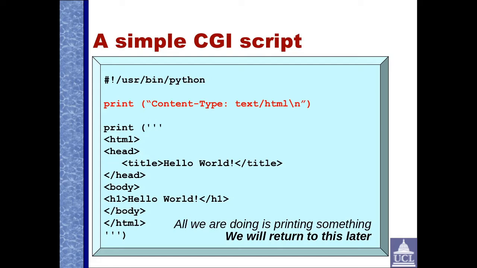Now this is a very simple example of a CGI script, and it contains two parts. The first part is this content type line that basically says that the output is HTML, and then we're just printing some text, and it's HTML text that we're printing. So all we're doing is printing something, and we'll return to this in more detail later.